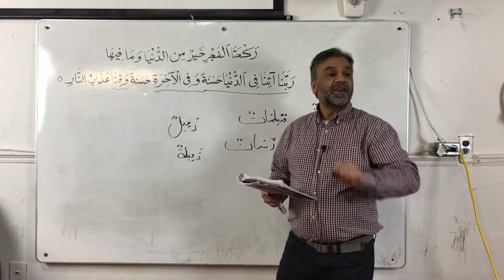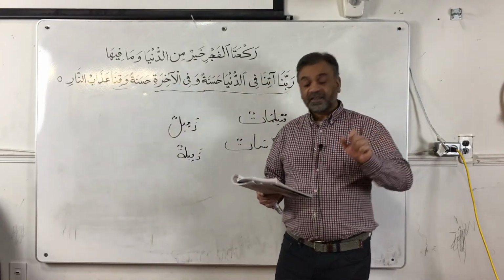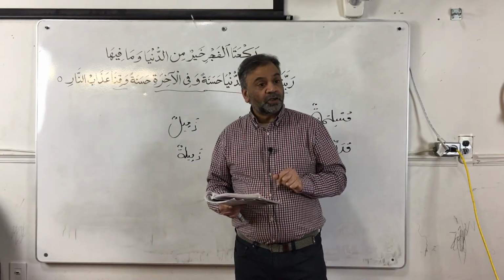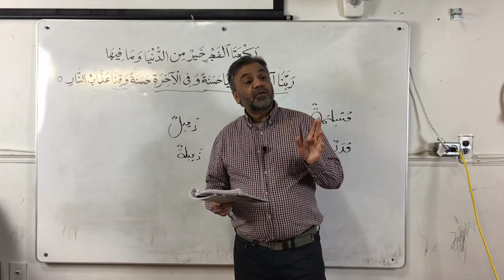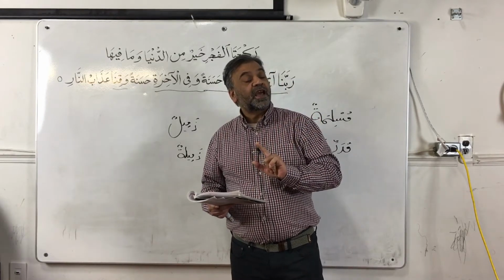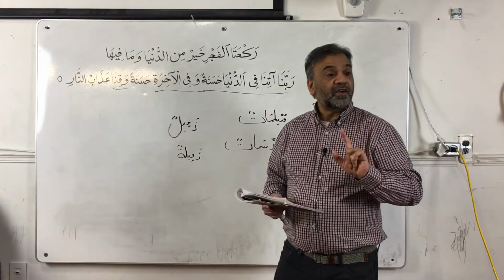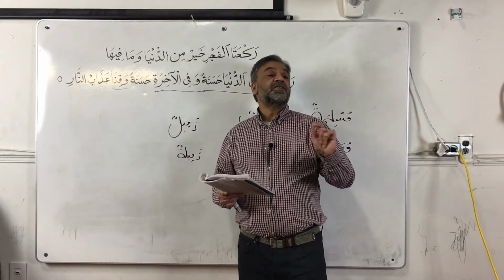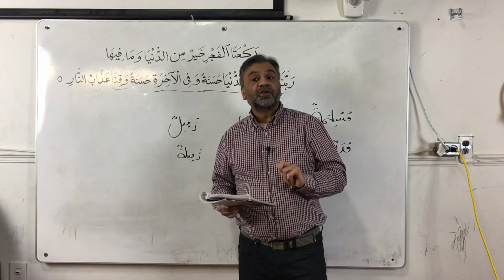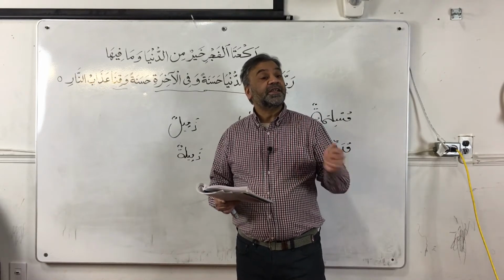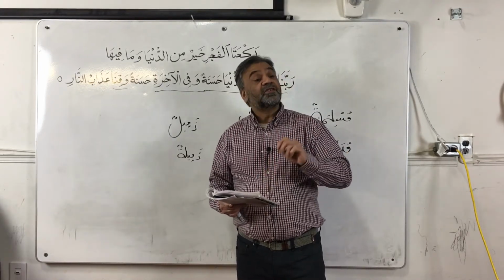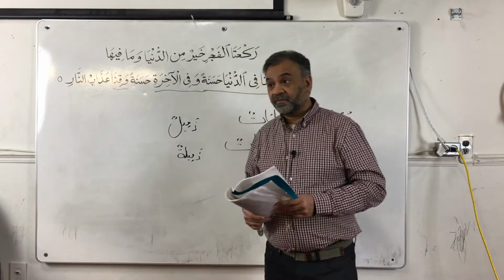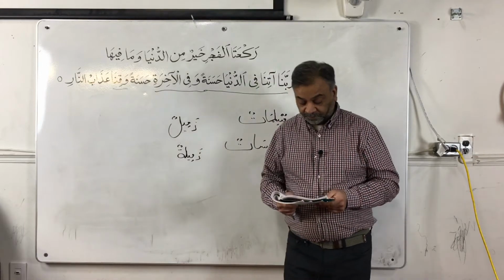So, who are these young females? The answer is haulai. These are banatu, daughters. Why not banatun? Because this is mudaf, and mudaf cannot have a tanween, and mudaf cannot have an al. So, haulai banatul mudarrisati, these are daughters of the teacher. Now, mudarrisati, female teacher, it is a female teacher.